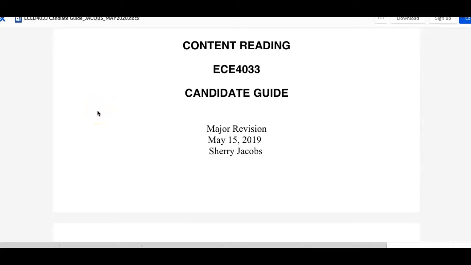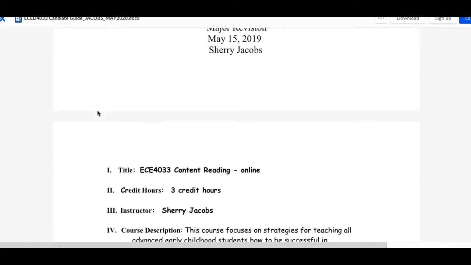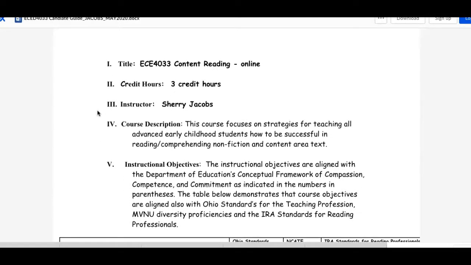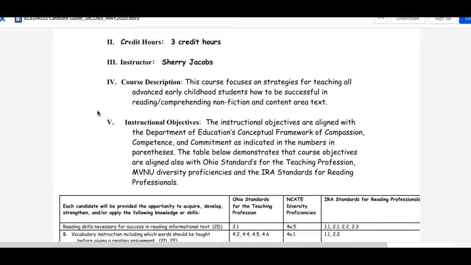ECE4033 content reading. One of my favorite classes because it meshes language arts with the content areas and helps to get an understanding of how, not just in teaching language arts to teach our students reading, but when we come to the content area, we are all supposed to be teachers of reading as well. And this shares some information and strategies that you can use that will help children attack that nonfiction text by understanding the way that it is set up and the way to break it down.